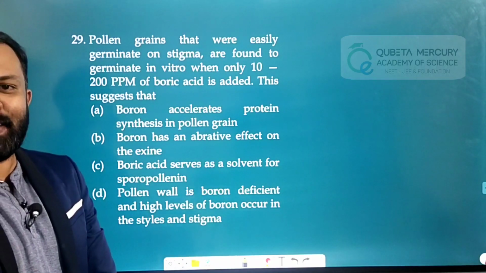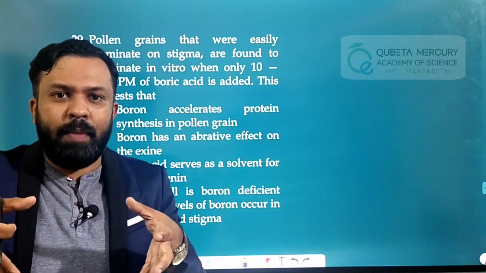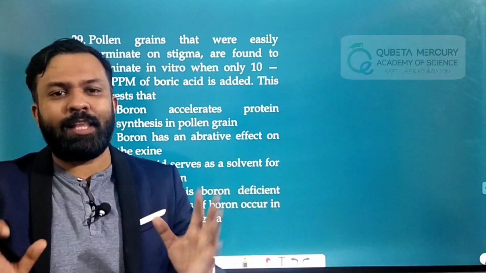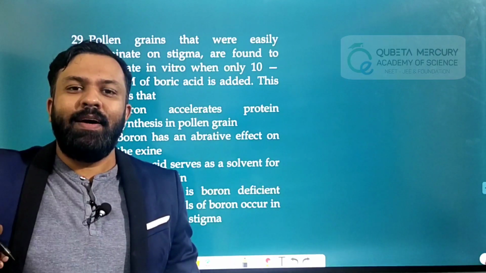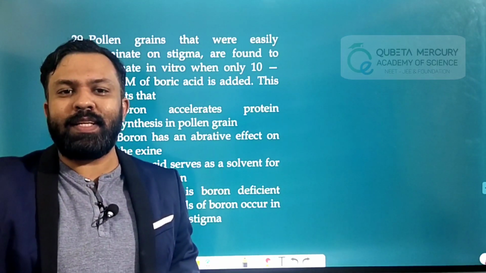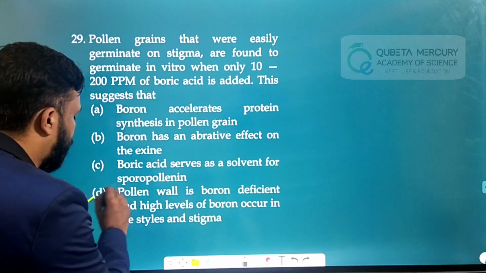So, it indicates what? It indicates that by keeping the pollen grains as such, the pollen germination is prevented because the pollen wall is lacking the boron. And by providing the boric acid, the pollen germination is induced. Naturally, it is provided by the stigma. So, option D will be the right one.